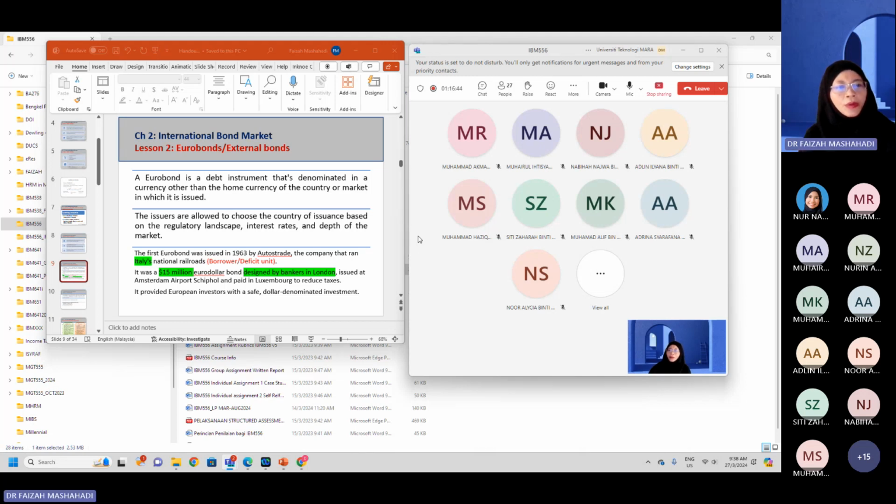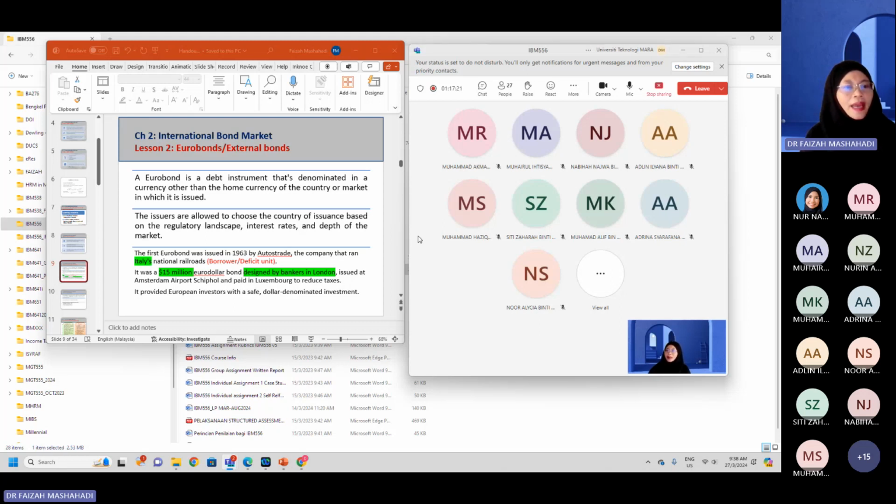Right? So you can see here, this is the second criteria of a Eurobond. It is not denominated in pound sterling. So you must have these two criteria in defining a Eurobond. It will not be denominated in the home currency of the issuer, and it will not be denominated in the currency of the market or the location where the bond is issued. Right? So we have those two situations.